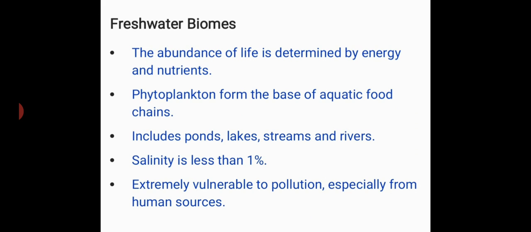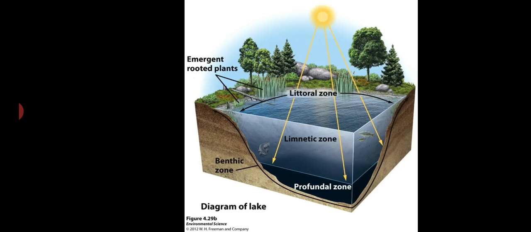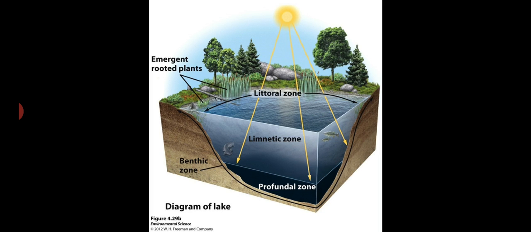Aquatic biomes may be either freshwater or saltwater. Freshwater biomes include ponds, lakes, rivers, and streams. Ponds are small, shallow water bodies where sunlight reaches the bottom. But lakes are deeper and contain four distinct zones: littoral zone, limnetic zone, profundal zone, and the benthic zone.